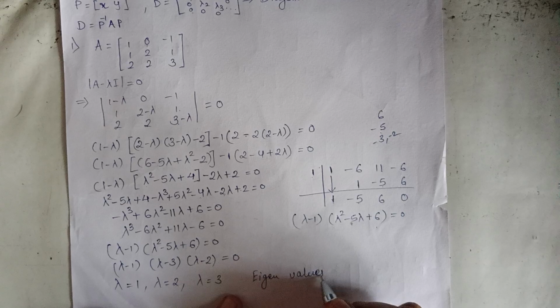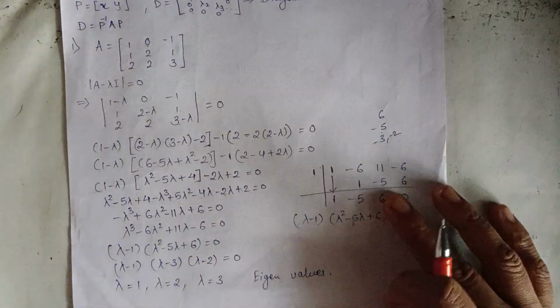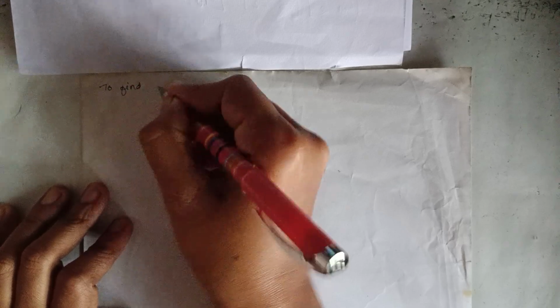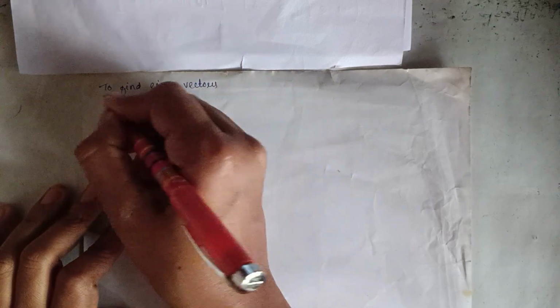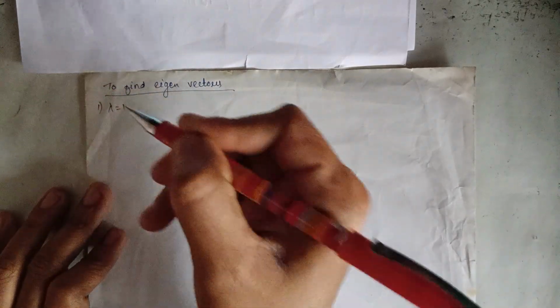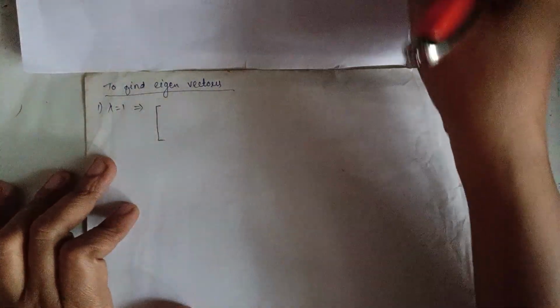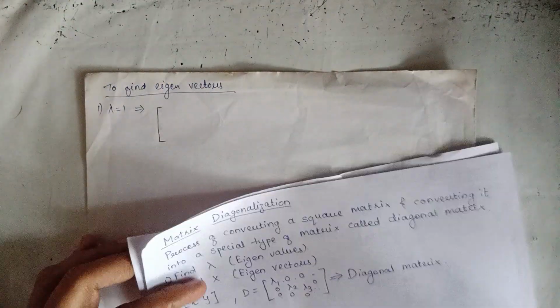Now corresponding to these eigenvalues, you have to find the eigenvectors. So finding eigenvectors, start with lambda equal to 1. If you put lambda equal to 1 in our equation A minus lambda I, you will get it as, so A was 1.